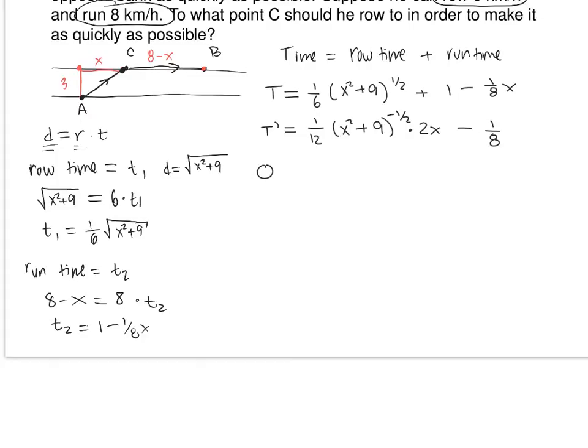Okay, set that equal to 0. We get x over 6 root x squared plus 9 minus 1/8. I'll stop and let you make sure that you understand, but if you forget the chain rule, you're going to be screwed. So don't forget the chain rule because you're going to get things that make no sense.